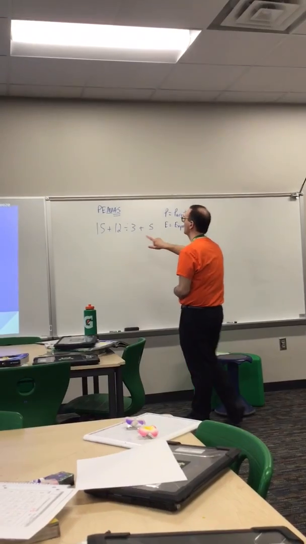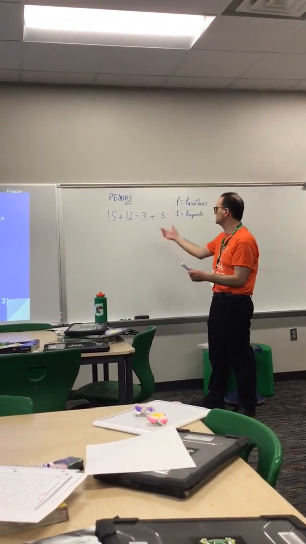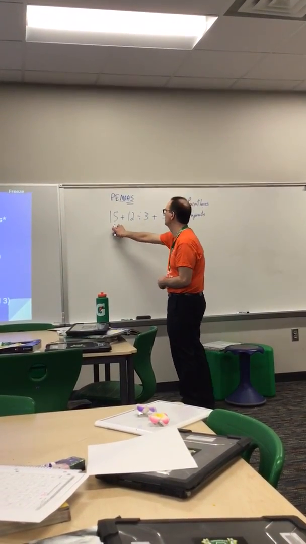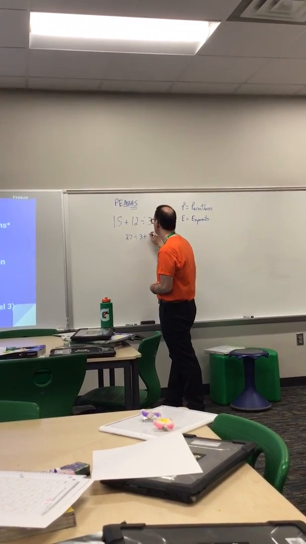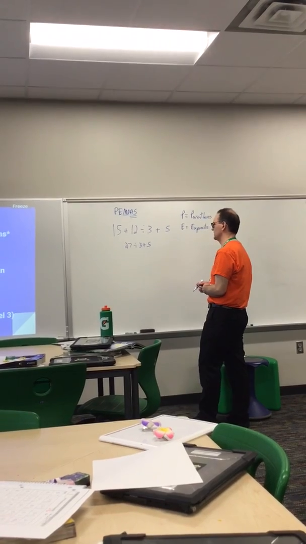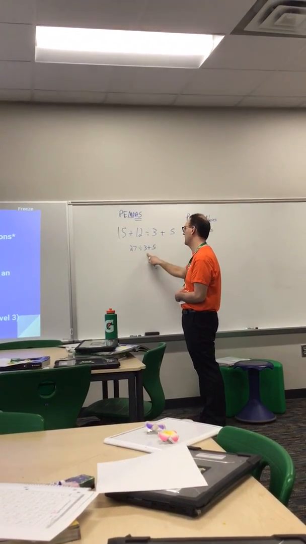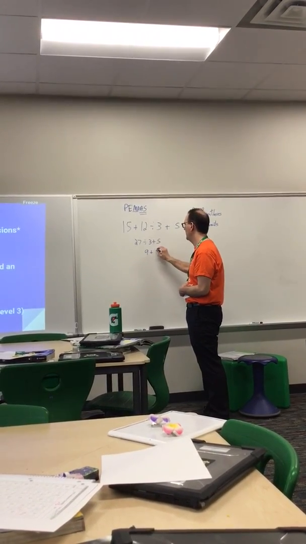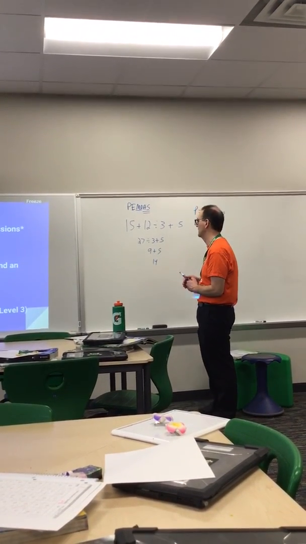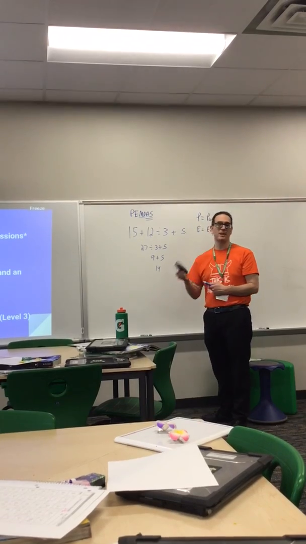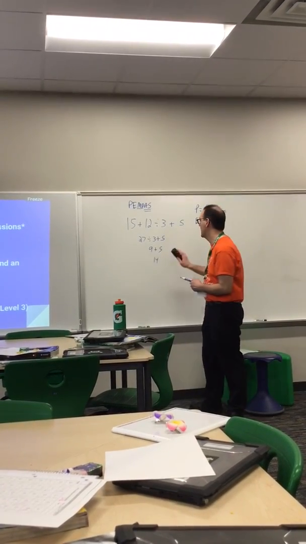All right, so how could they have gotten different things here? Well, I see a way that they could have gotten it. I could say 15 plus 12 is 27. And then 27 divided by 3 plus 5, well, that's going to be 9. And 9 plus 5 is 14, right? So that's a way I could do it and get an answer. But did I follow PEMDAS? Did not.